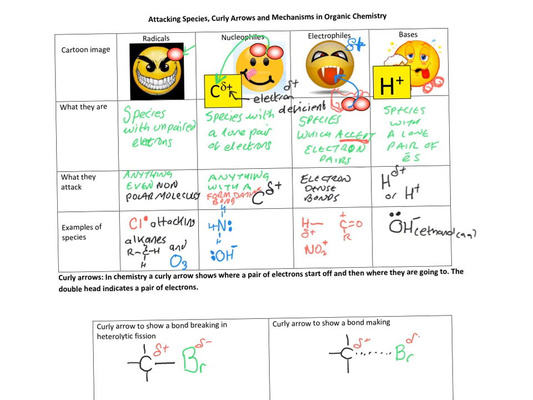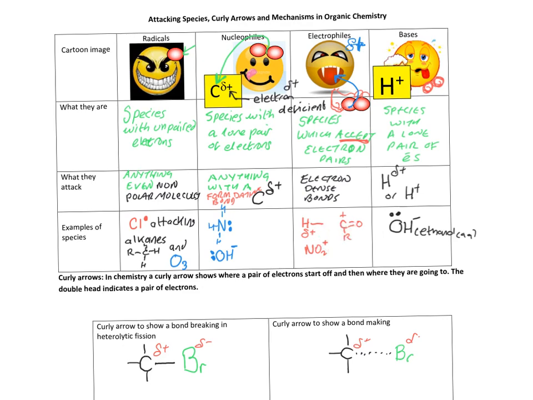So what do they attack? Electrophiles attack electron dense bonds. Examples of electrophiles are electron deficient hydrogens. These will attract the nucleophiles, the nitronium ion, the acylium ion. These are all examples of electrophiles.